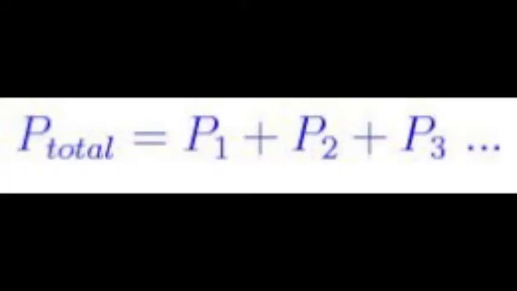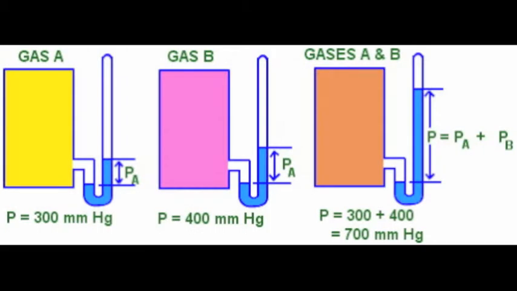Dalton's law states that the sum of each gas's partial pressure is the total pressure of the mixed gas. This law is illustrated here. Gas A alone has a pressure of 300 millimeters of mercury. The pressure of gas B alone is 400 millimeters of mercury. Together, gas A's partial pressure of 300 and gas B's partial pressure of 400 are added together to solve for the total pressure of the combined gas, 700 millimeters of mercury.